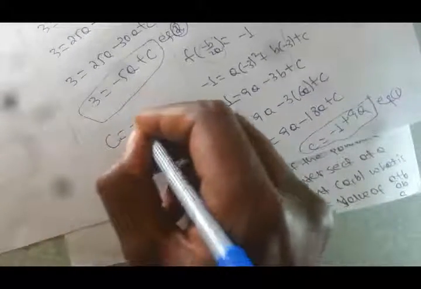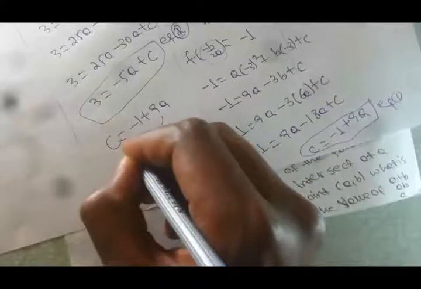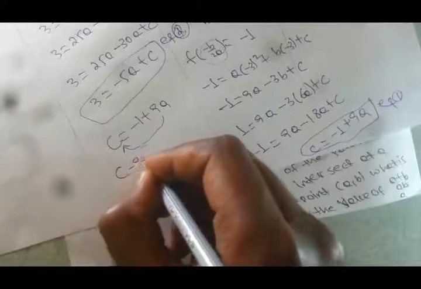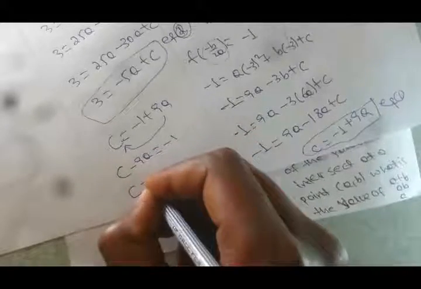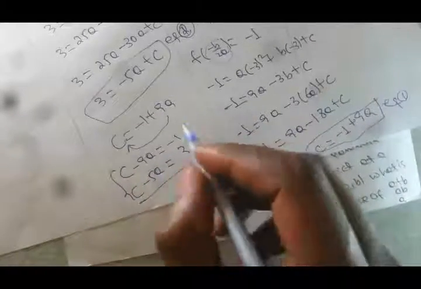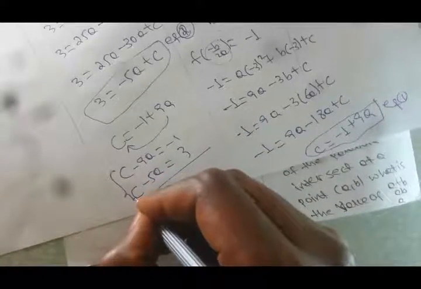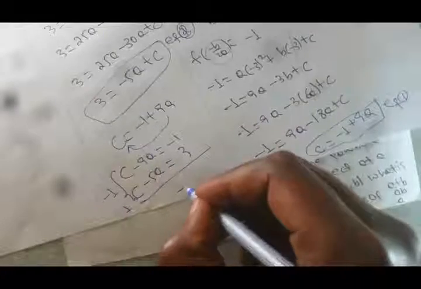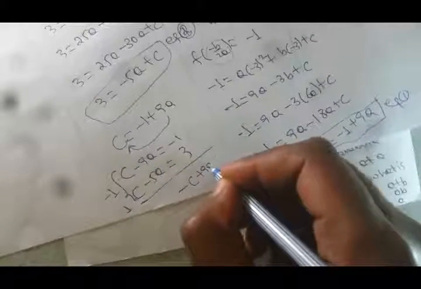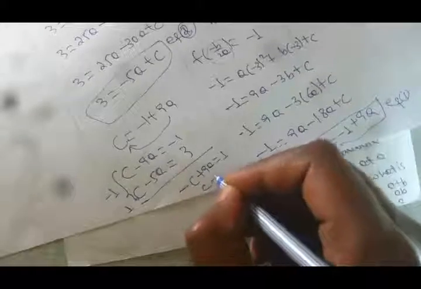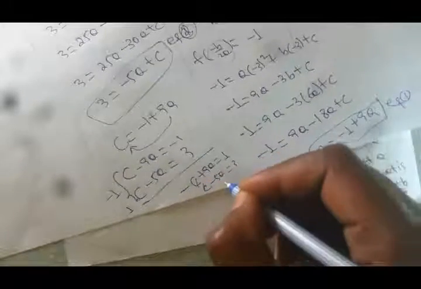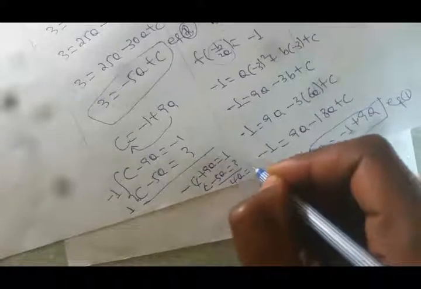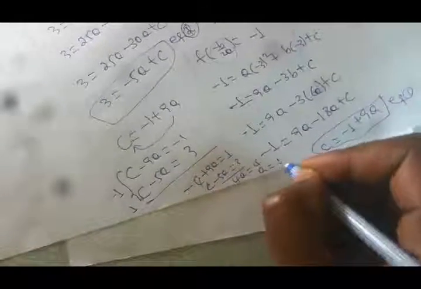Equation 1, we have already been given: c is equal to minus 1 plus 9 times a. When we collect to the left, it becomes c minus 9 times a is equal to minus 1, and c minus 5 times a is equal to 3. Therefore, we can solve this linear equation. We have to multiply the first equation by negative 1, so minus c plus 9a is equal to 1. c minus 5 times a is equal to 3. Therefore, adding them, 4 times a is equal to 4. Therefore, the value of a is 1.